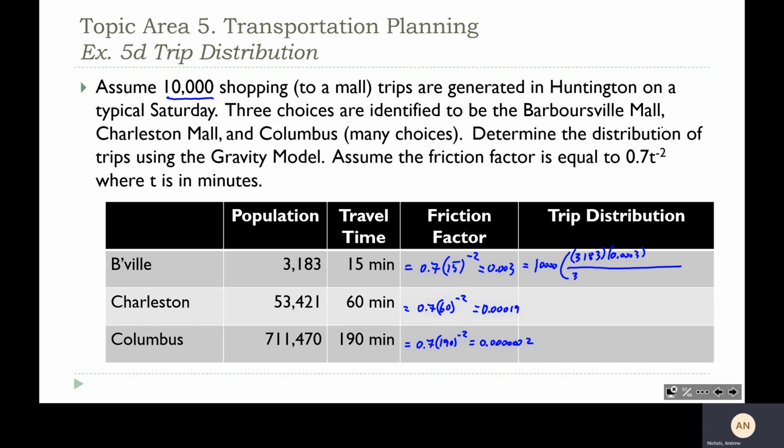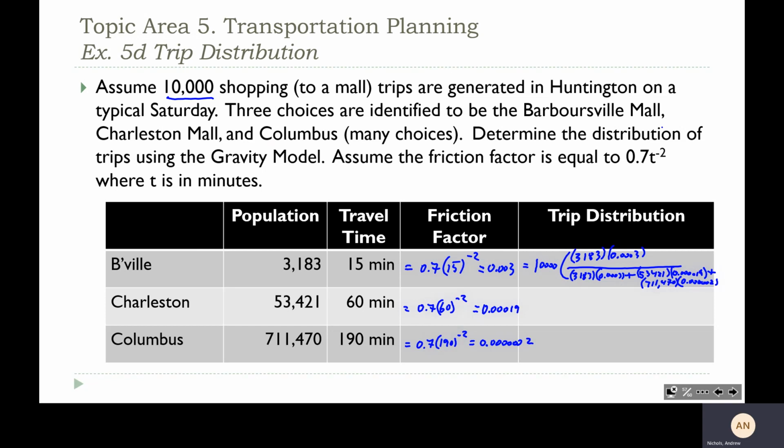So we're going to have 3183 times 0.0003 plus 53421 times 0.000019. Sorry, I'm writing too small to see. And then plus 711,470 times 0.000002. So the denominators for all these are going to be the same.